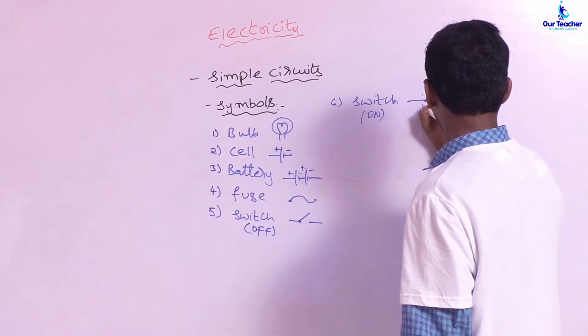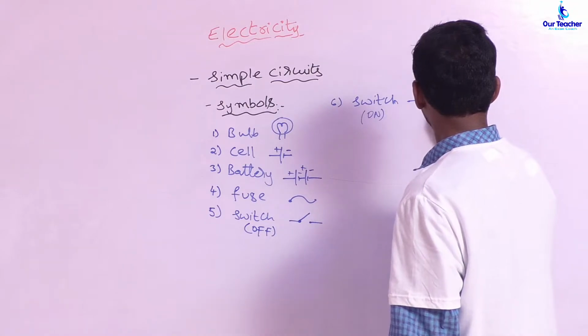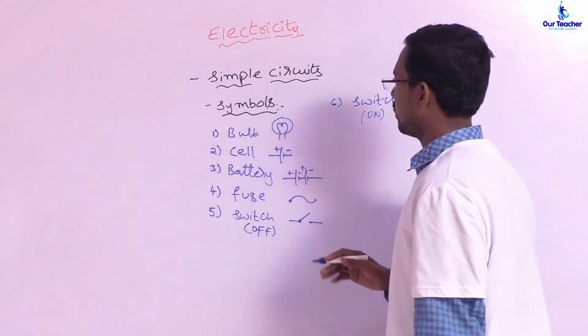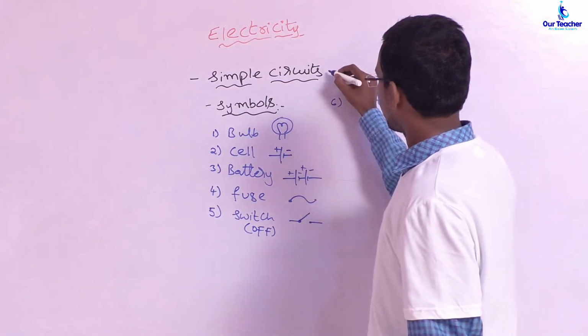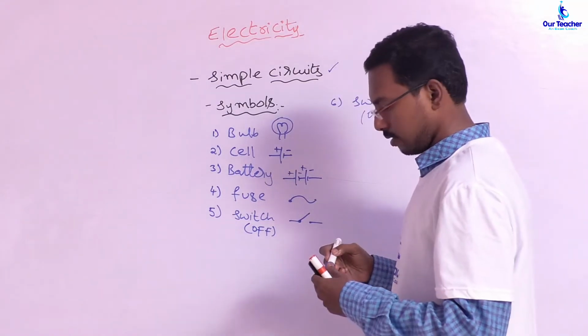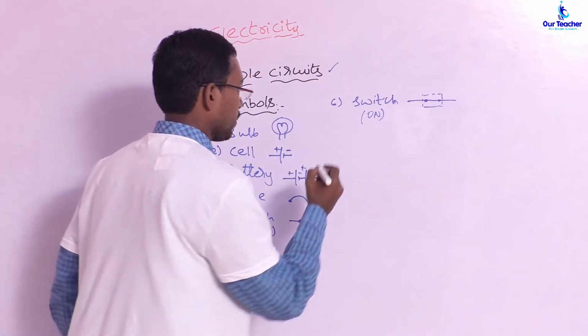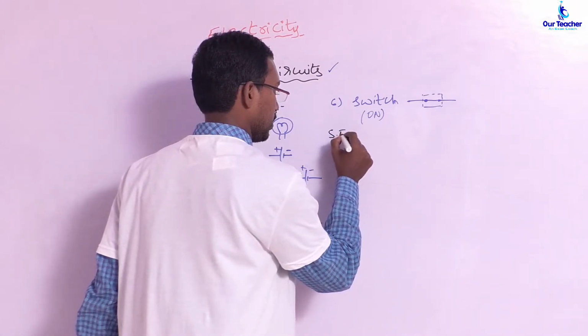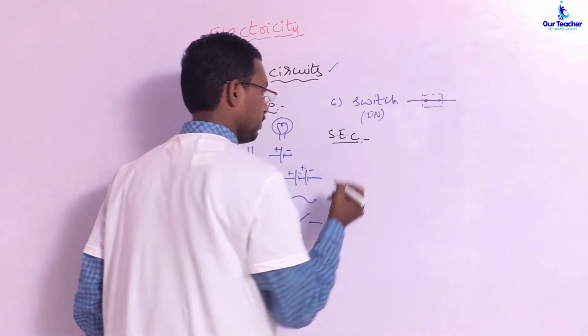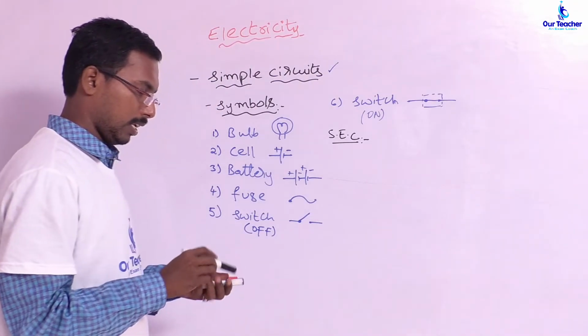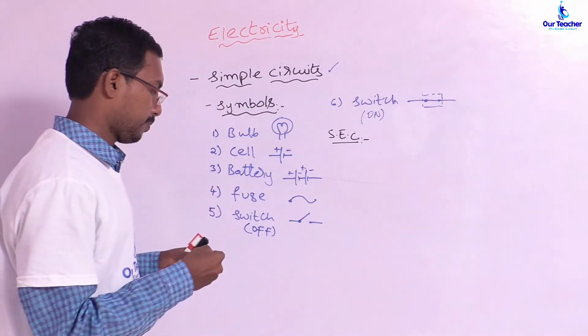So this is an on switch. So these are the components. Later we will start the concept of a simple electric circuit. A simple electric circuit simply consists of a cell, battery, and a bulb.